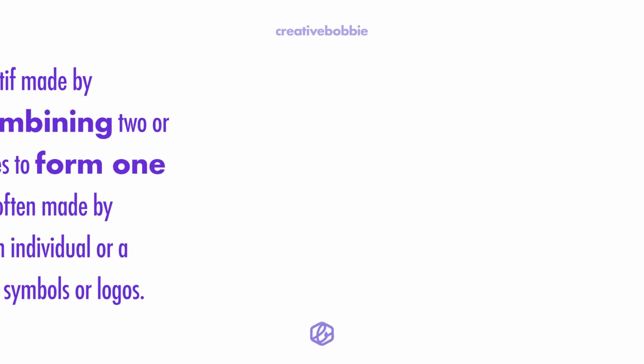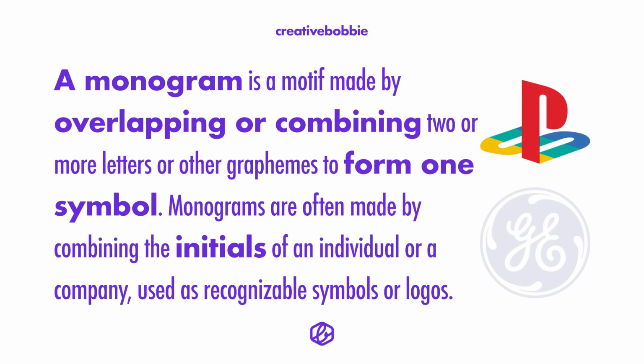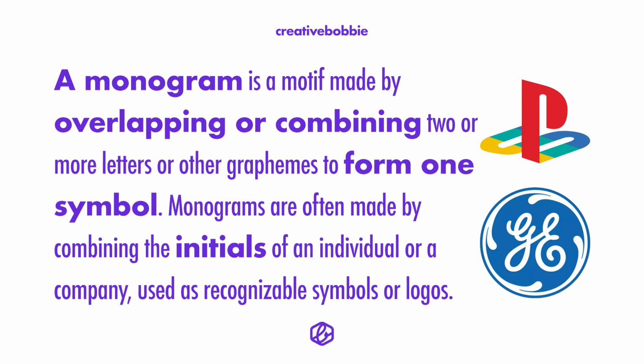So what is a monogram? A monogram is a motif made by overlapping or combining two or more letters to form one symbol. Monograms are often made by combining the initials of an individual or a company used as recognizable symbols or logos. The New York Yankees logo is an example of a monogram logo that has become iconic.